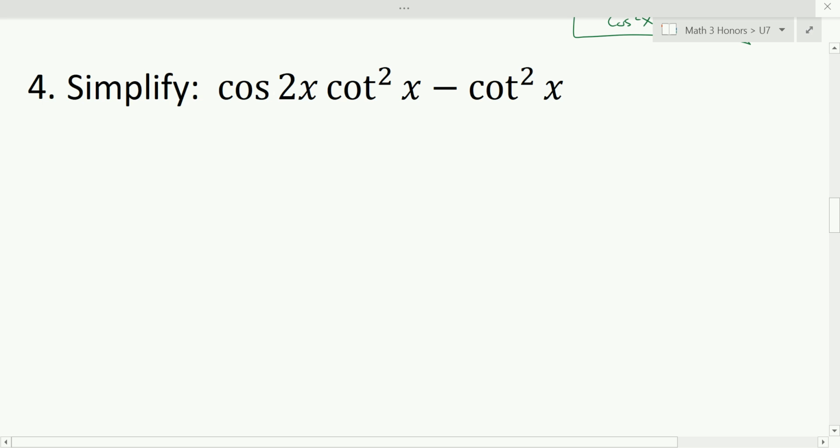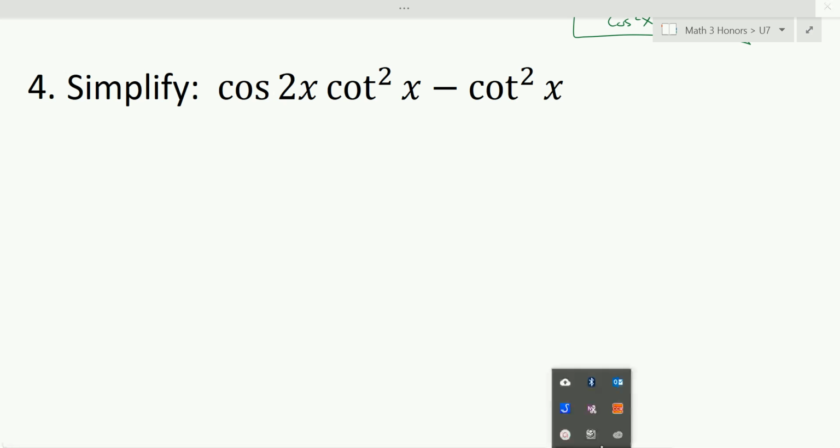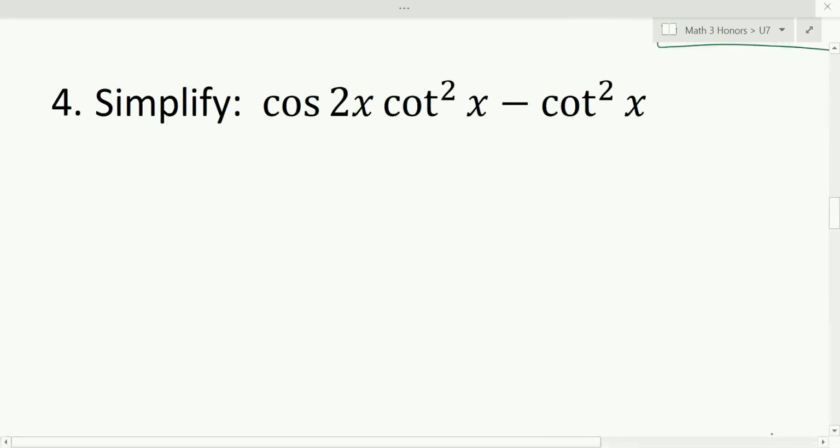This one actually does simplify down to something small. Again, I'm going to give you a head start. Anybody find a good first step? Factor out a cotangent, because we had two terms here. They both have a cotangent squared. Factoring that out is going to be really helpful. And that's what it looks like when you factor it out.